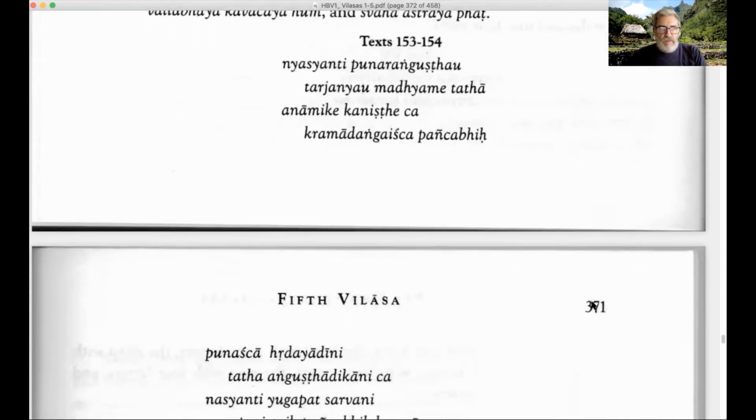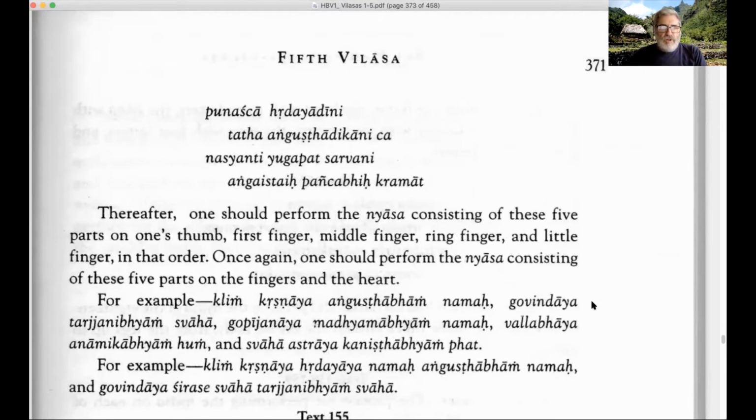153, 154, continuing on, it says, therefore one should perform the nyasa consisting of the 5 parts of one's thumb, first finger, middle finger, ring finger, and little finger in that order. So we're talking about not 5 parts of the thumb, but actually the 5 fingers. The thumb, the first finger, meaning the index finger, the middle finger, the ring finger, which is called the Pavitra finger or the Anamika finger, right? So we have Angusta, Tarjini, Madhyama, Anamika, Kanistika, right? Kanistika, the little finger, in that order.